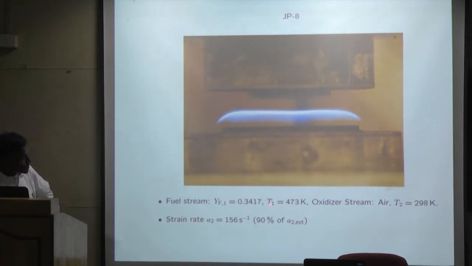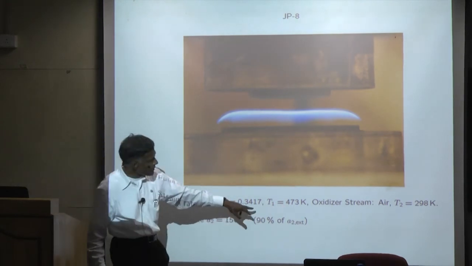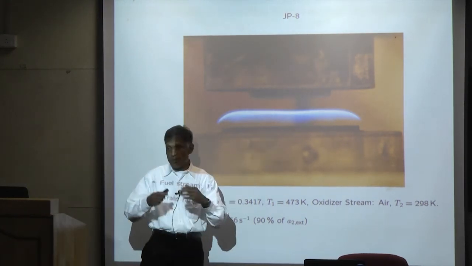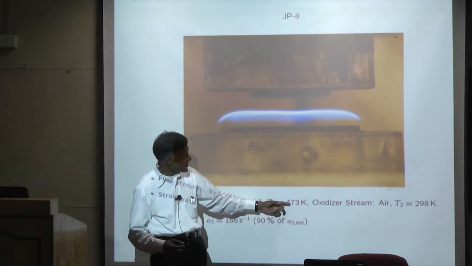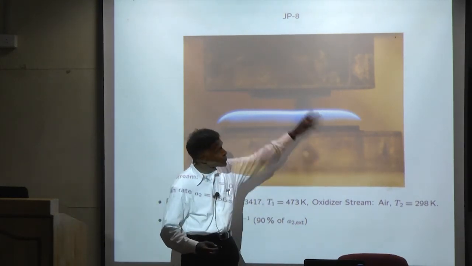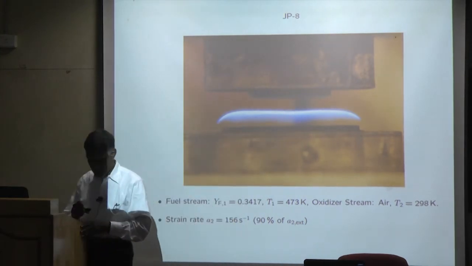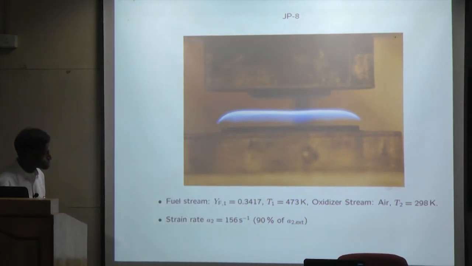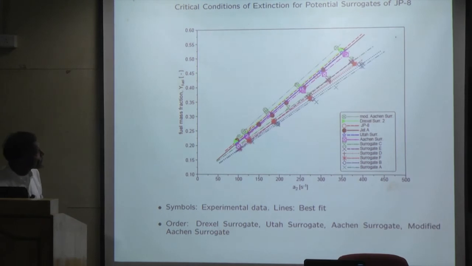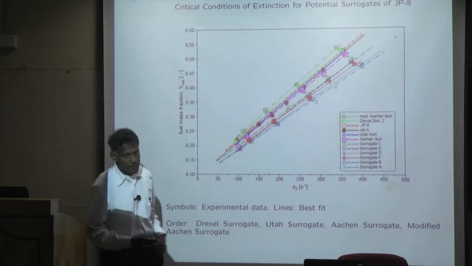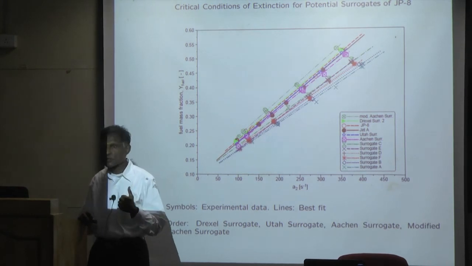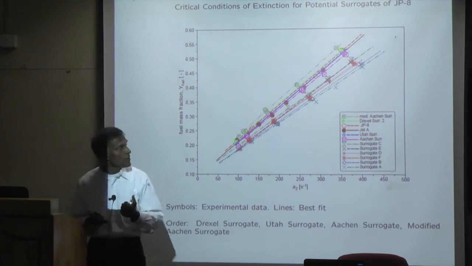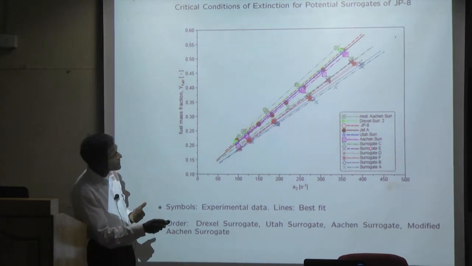These are the different temperatures. T1 is the temperature at which the jet fuel is coming, because it is pre-vaporized, and that is 473 Kelvin. The oxidizer is at 298 Kelvin, room temperature. Now this is the test: which surrogate best reproduces the critical conditions of extinction? You can see all these surrogates were tested.